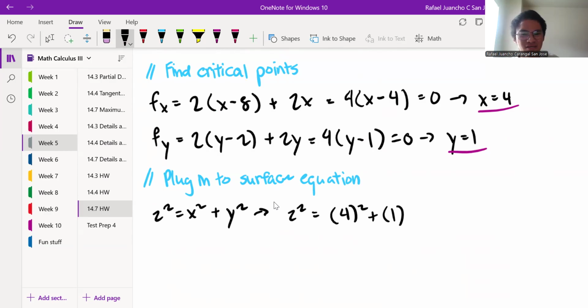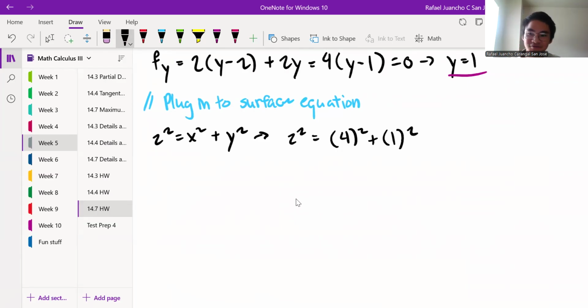Where's that? Wait a minute. Oh yeah. And then from there, because I need an ordered triple, now I need to find my z values. This is going to give me 16 plus 1, 17. And so my z is actually two things, plus minus square root 17.